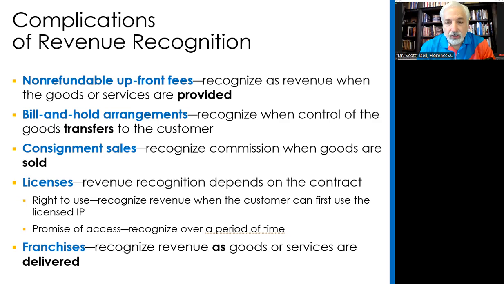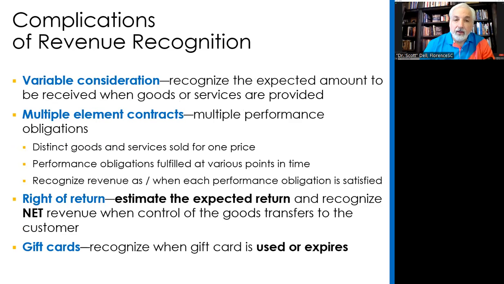And there's licenses. And Rev Rec depends on the contract, right to use, promised access, and finally franchises. Recognize revenues as goods or services are delivered by the franchisor. And then complications, variable considerations. We may not know the exact amount we're going to get. We need to be reasonably assured that we're going to get paid. If we don't think we're going to get paid by the customer, if for some reason there's doubt, we can't record a sale. Multiple elements, multiple performance obligations, we talked about those. And then the right of return. Is it really a sale?